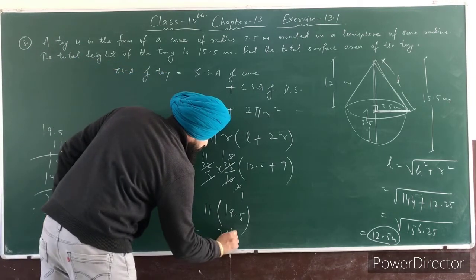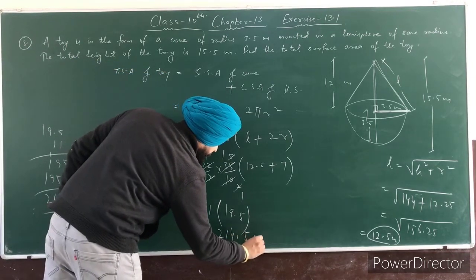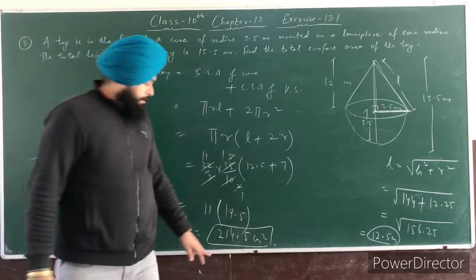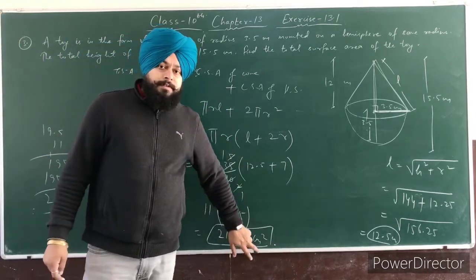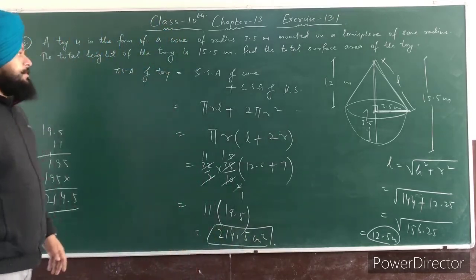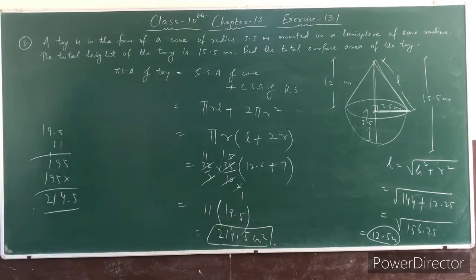Answer is 214.5 centimeter square. So this 214.5 centimeter square is the total surface area of this toy. So this is your question number 3.